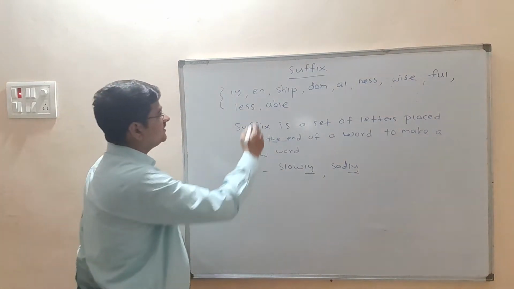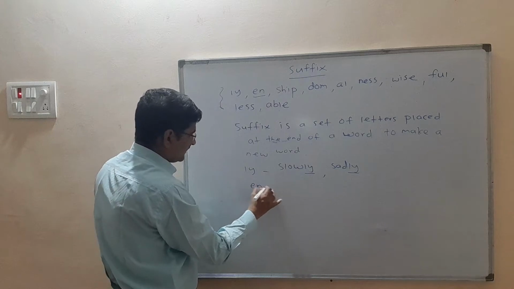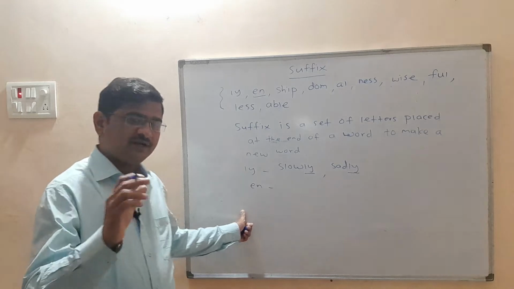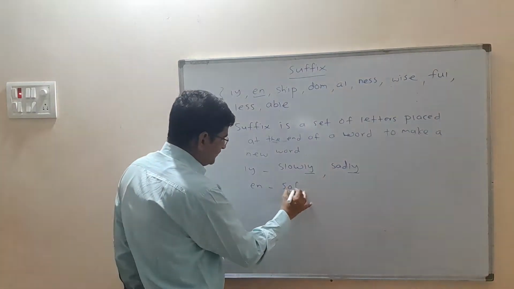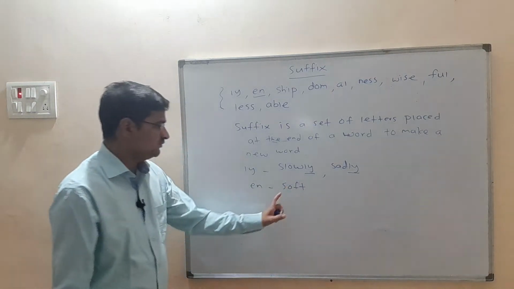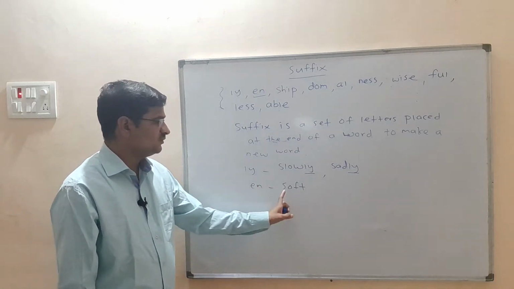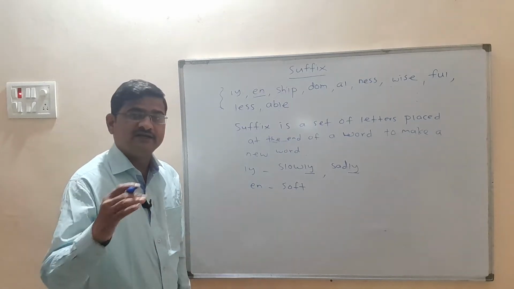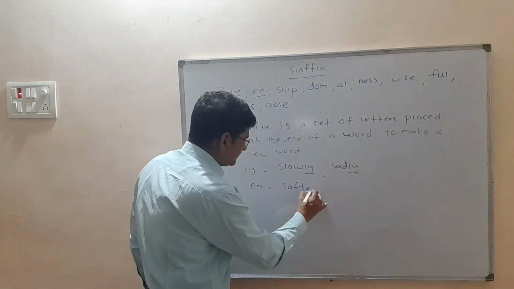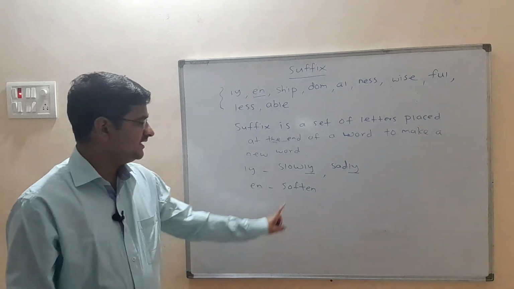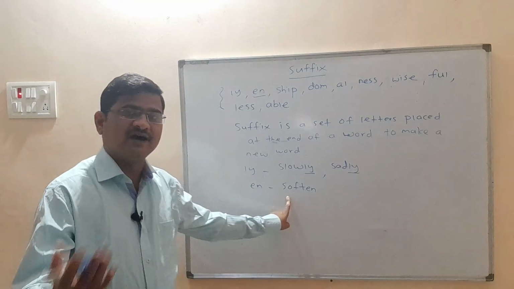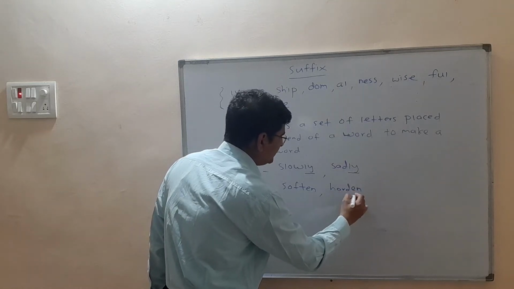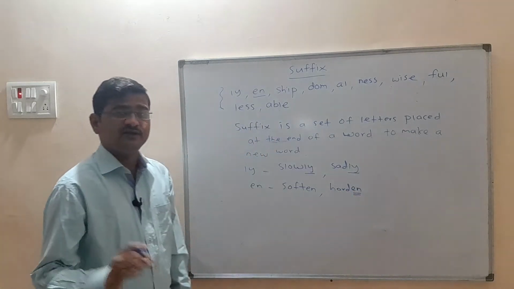We will study other examples. En is an example of a suffix. Look at the word soft. We can add the suffix en to the word soft and create a new word. The new word which is created is soften. Hard, harden. Hard, we can add en to it and create a new word.